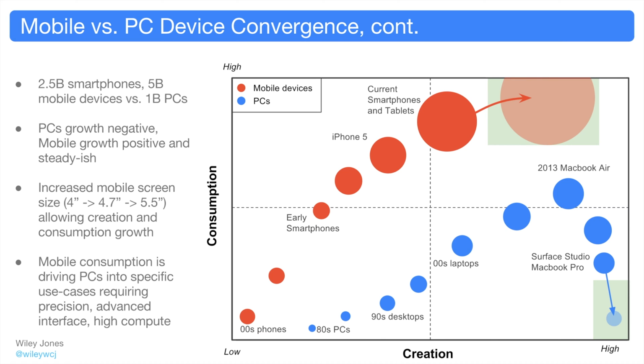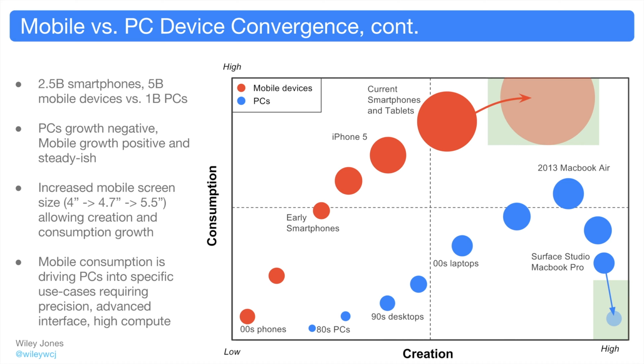mobile consumption is driving PCs into specific use cases. So PCs are not defining themselves right now. Mobile is pushing PCs. PCs are now used for very high precision activities, like I was talking about with Photoshop. People are doing it for graphic design and visual design. The advanced interface, whether it be a touchscreen, dial-looking thing with the new Surface Studio, and the touch bar on the new MacBook Pros, and again, high compute, right? You can't really run CAD software where you're designing parts for a car on your phone, right?